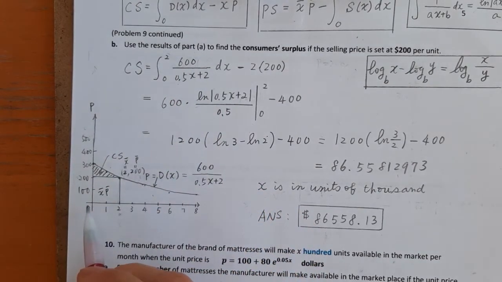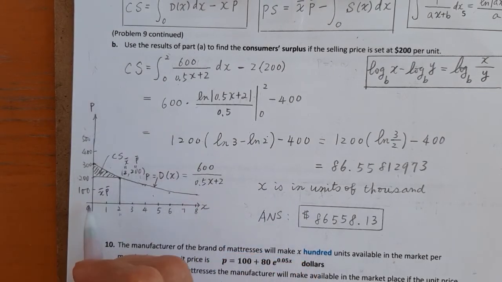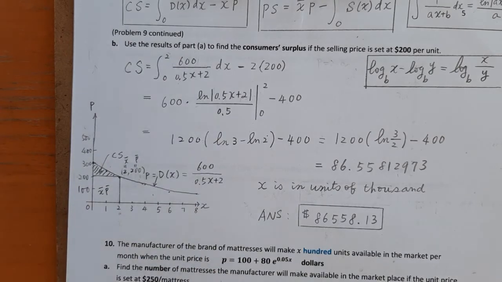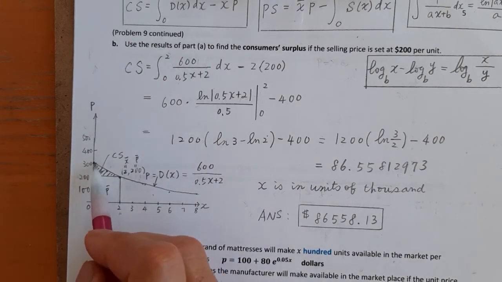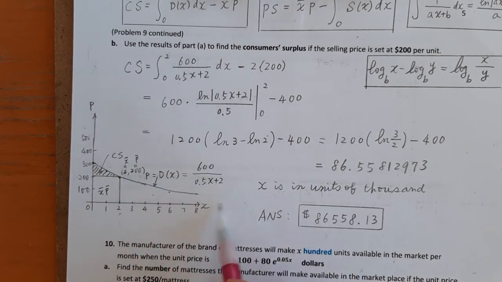So when X equals 0, it started at 300. The price is 300, which is higher than 200. And it goes decreasing like this way, because the demand is a decreasing function.